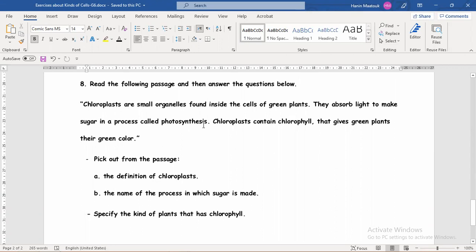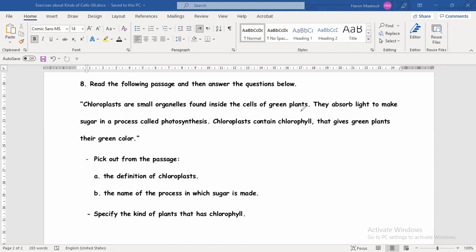The first one: pick out from the passage. When I have pick out, that means the answer is in the paragraph. I just have to copy it and paste it as it is, without changing it, without extra information from my acquired knowledge. Pick out from the passage the definition of chloroplasts. Definition means the explanation of meaning. What are chloroplasts? From the passage, I will read it again so that I can search for the explanation. Chloroplasts are small organelles found inside the cells of green plants.